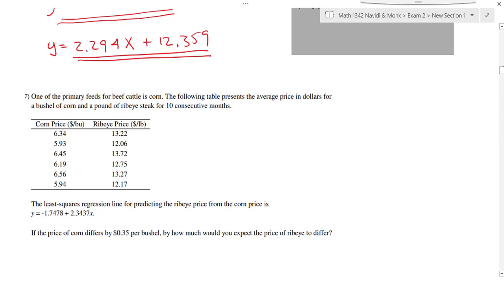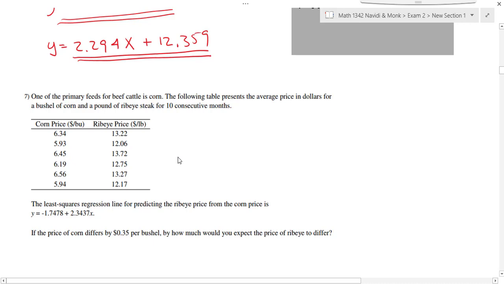Number 7. One of the primary feeds for beef cattle is corn. The following table presents the average price in dollars per bushel of corn and a pound of ribeye steaks for 10 consecutive months. The least squares regression line for predicting the ribeye price from the corn price is given by this equation right here. If the price of corn differs by 35 cents per bushel, by how much would you expect the price of ribeye to differ?